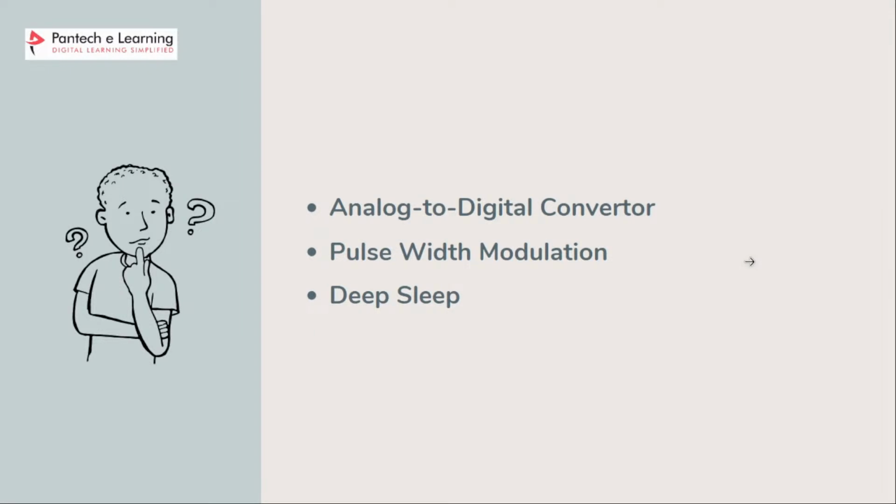In this video, we are going to see ADC, pulse width modulation and deep sleep. So first, let me give a short introduction about these topics. First one is ADC, which is analog to digital conversion, a process by which analog signals are converted into digital signals. Analog signals are nothing but continuous voltages and digital signals are nothing but discrete values, so that they can be processed by a digital system like a microcontroller.